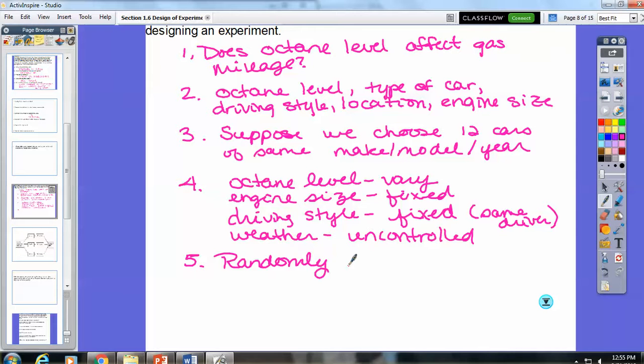Okay, but shouldn't it not matter if they're all the same make, model, and year? Right, it really shouldn't. Unless there's still some other different variable we didn't think about. There's different wear and tear on it.